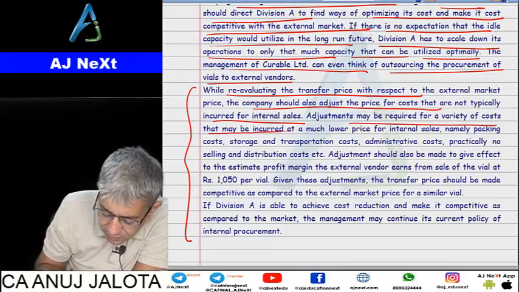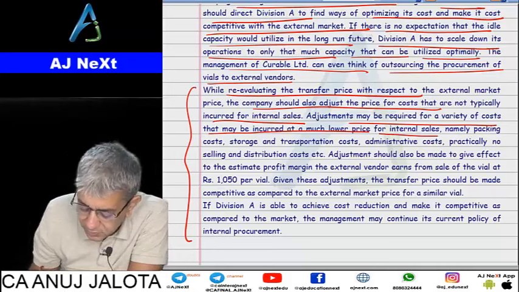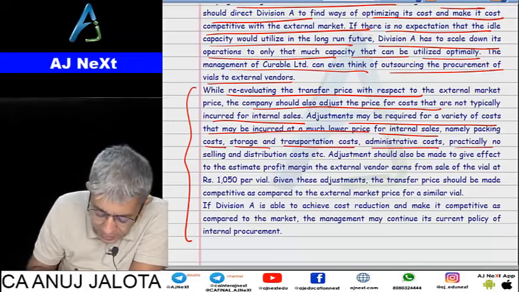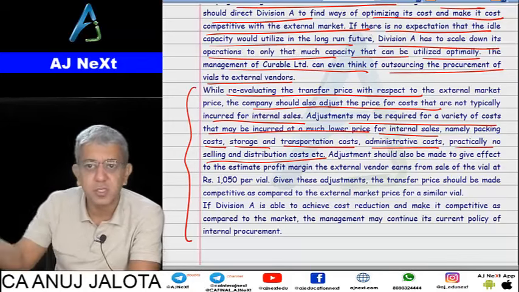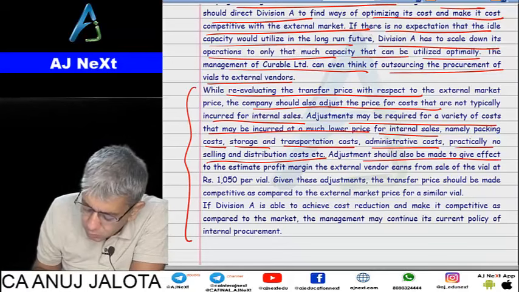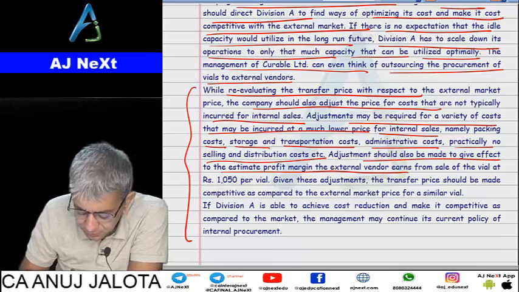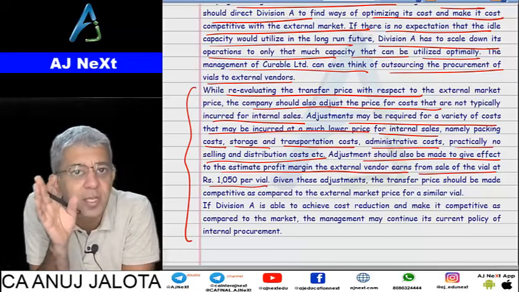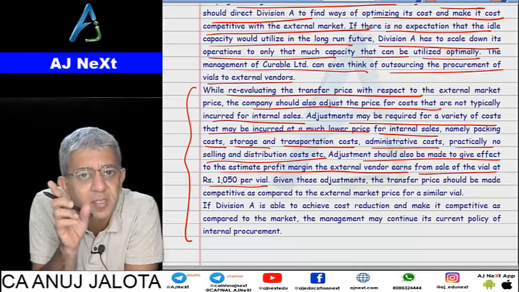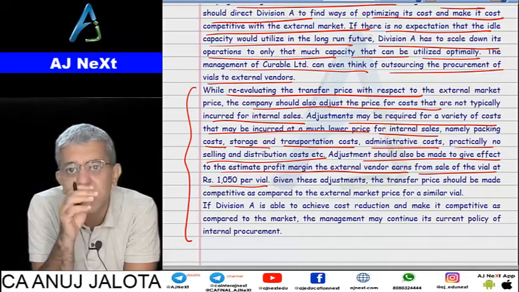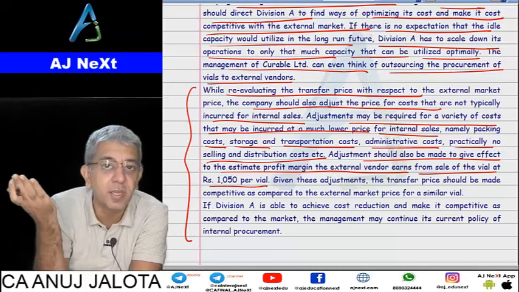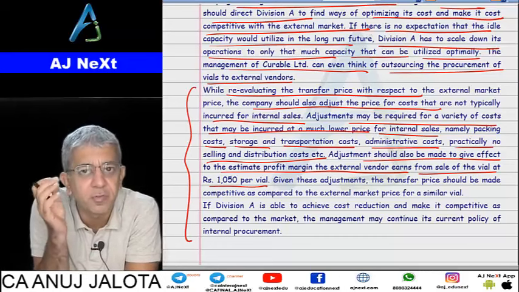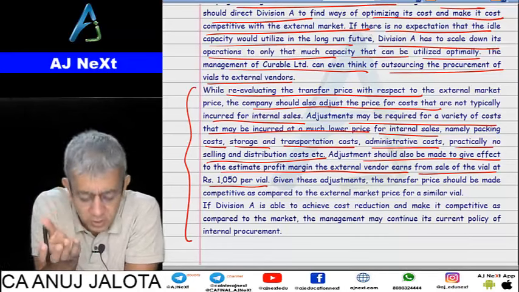Adjustments may be made for a variety of costs that are incurred at a much lower price for internal sales, namely the packing cost, the storing cost, the transportation cost, the administrative cost, and practically no selling and distribution cost because you are directly just transferring to your other division. Adjustment should be made to give effect to the estimated profit margin the external vendor earns from the sale of the vial at 1050. They are saying, whenever you are thinking about the transfer price, we do understand the first division should be getting some profit. Now that profit should be on the same lines as whatever the external vendors make whenever they supply to us. That is, out of 1050, what was the profit of that supplier? That much profit margin we can keep.